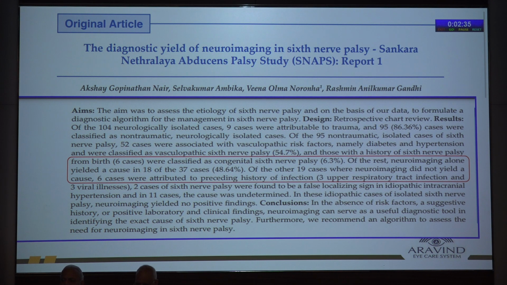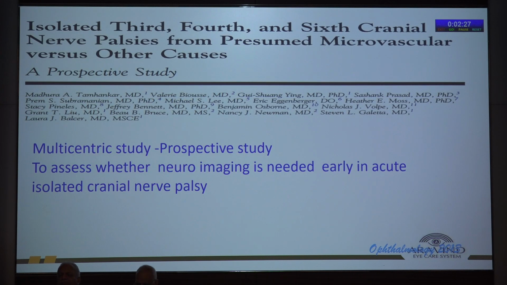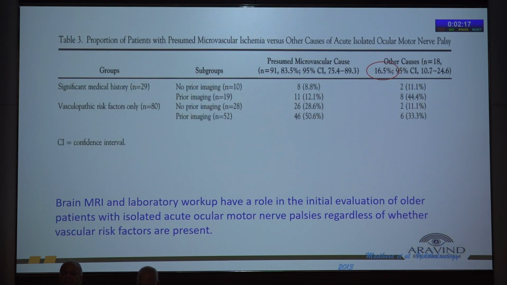So this study was done in the SN, where they had found that the diagnostic yield was around 48.64%. And this was a multicentric prospective study which assessed whether neuroimaging is needed early in acute isolated cranial nerve palsy. They found that in 16.5% of the cases, they had other causes which caused a nerve palsy other than ischemia.